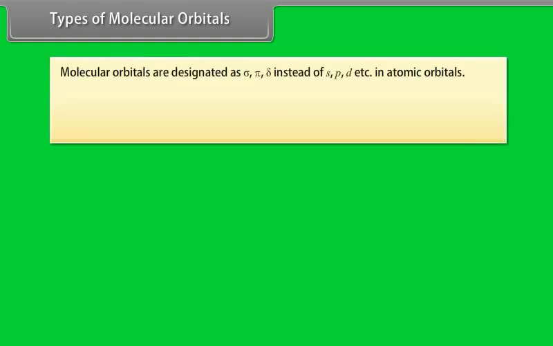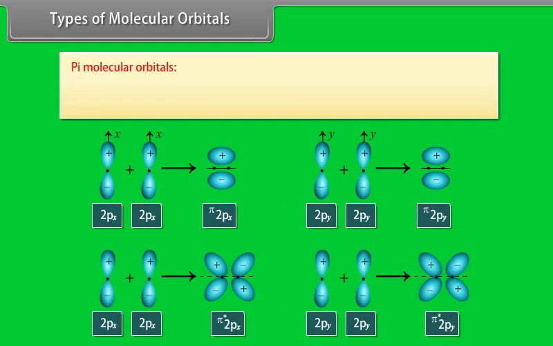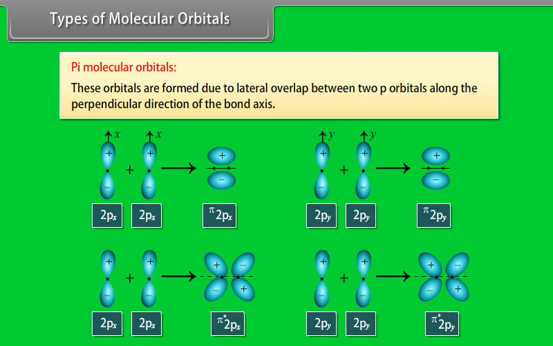Types of molecular orbitals. Molecular orbitals are designated as sigma, pi, delta instead of s, p, d, etc. in atomic orbitals. Sigma molecular orbitals: molecular orbitals which are cylindrically symmetric around the bond axis are known as sigma molecular orbitals. Pi molecular orbitals: these orbitals are formed due to lateral overlap between two p orbitals along the perpendicular direction of the bond axis.